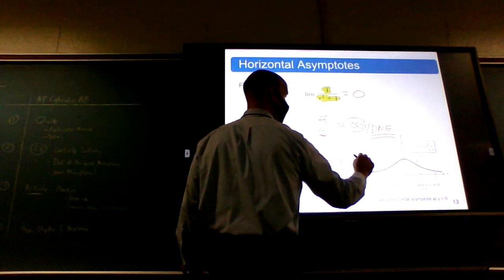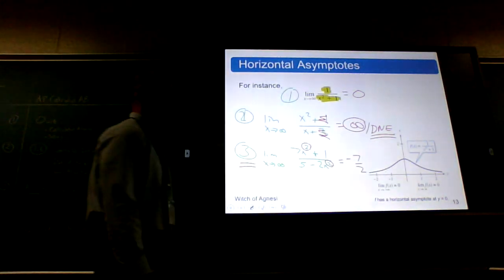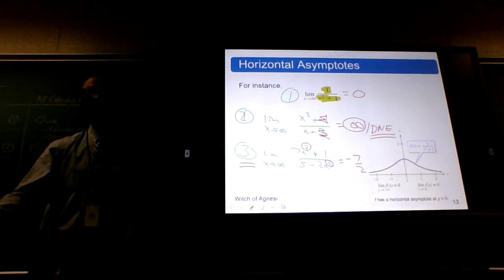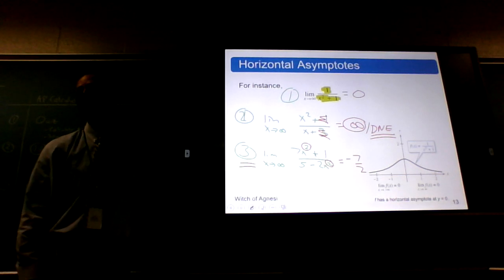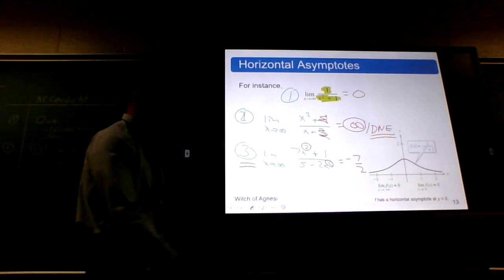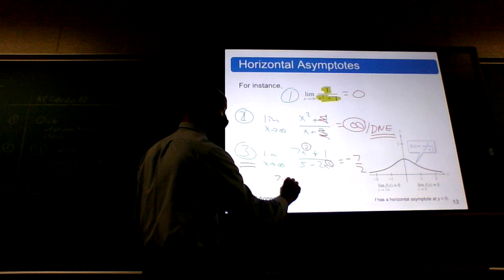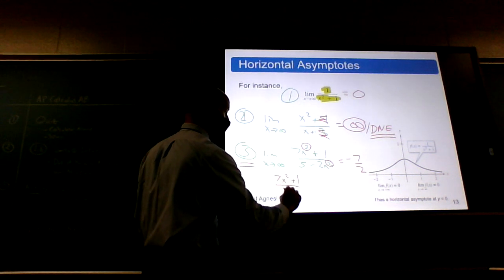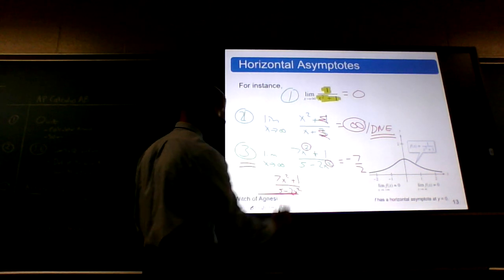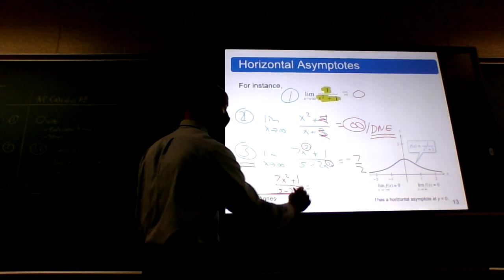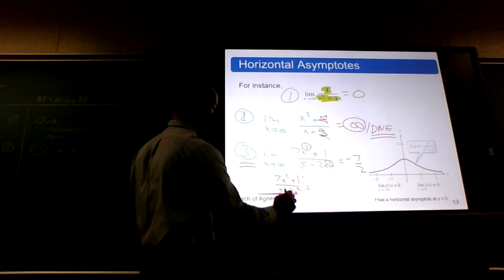-7/2. And if you don't believe me, you can check with your calculator. I can even show you work for why that's true. I could say 7x squared plus 1 over 5 minus 2x squared. I could divide through in the numerator and the denominator.